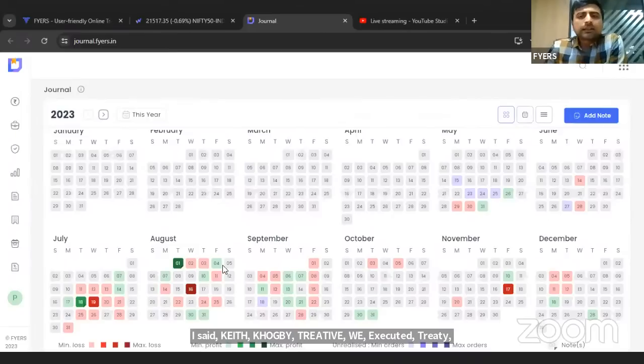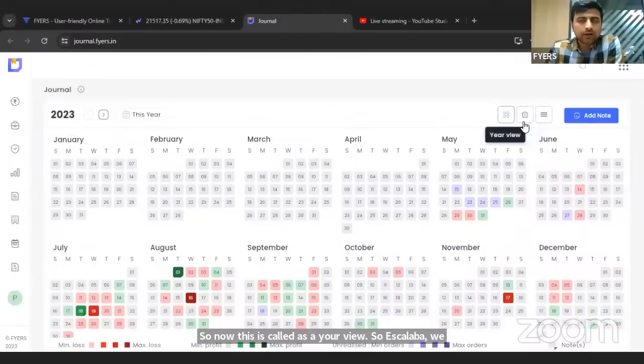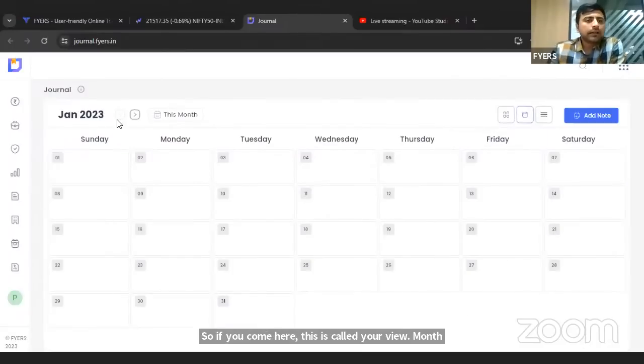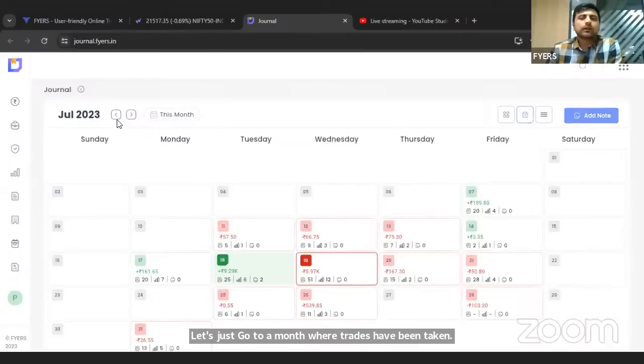So now this is called a year view. Apart from this we have something called a month view. Wherever I am hovering my screen around, if you come here, this is called year view. In month view, if you click, let's just go to a month where trades have been taken. Okay, so now let's come to this particular month, that is July of 2023.